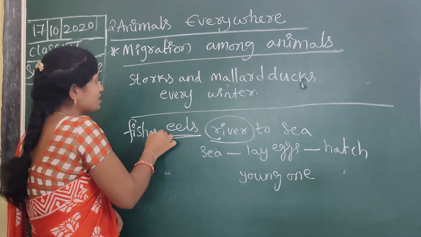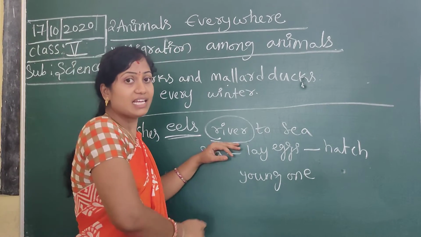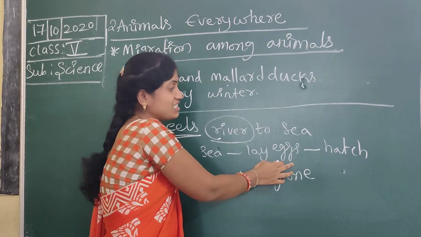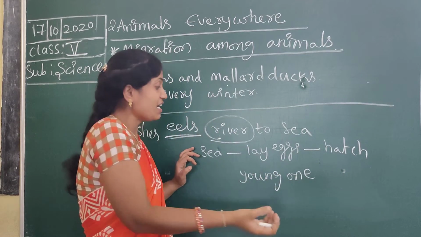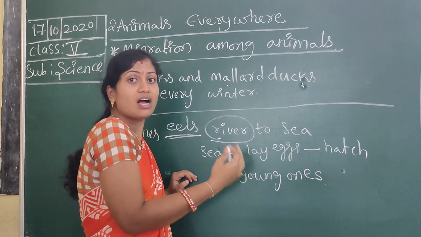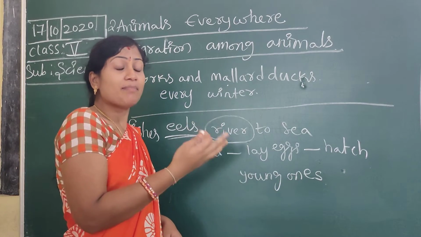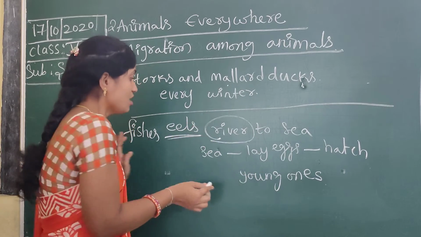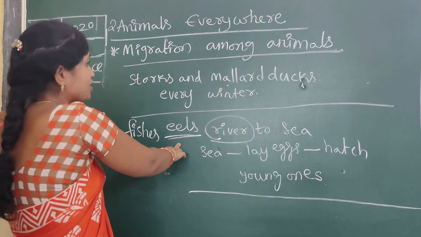So it happens in eels. Okay, children, now you have to understand. Eels start their journey from river to sea. In the sea only they lay the eggs. After the eggs hatch, the babies, the young ones, come out. Afterwards, the parent eels will die. Next, these young ones travel back to where their parents had started their journey. Like that only, migration happens in fishes.